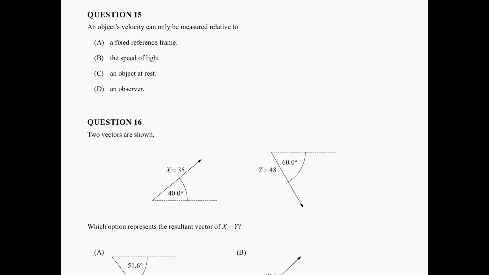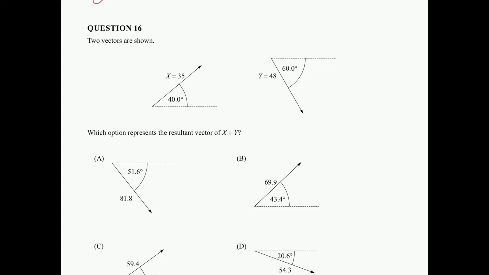So the speed of light, that is going to get you a velocity relative to that frame of reference, because we know the only constant within each frame of reference is going to be the speed of light. And the same goes for A. So we know option D here is the correct choice.